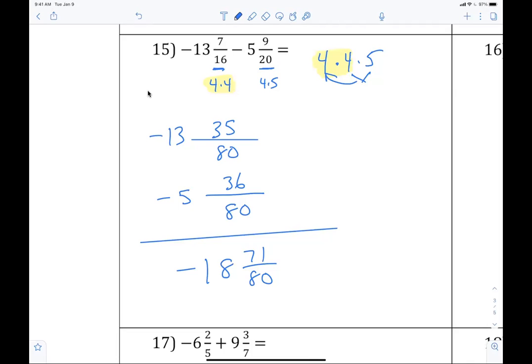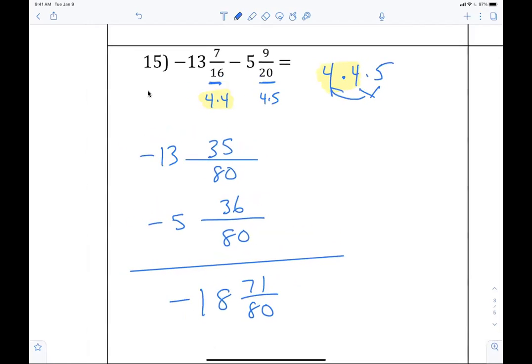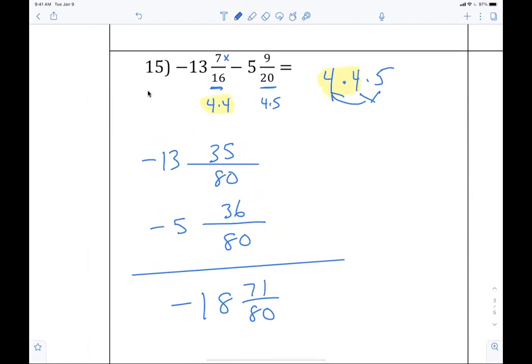Yes, ma'am. How did you get the 35 and then 36? Like, what did you multiply? I multiplied this by 5. I multiplied this by 4. Wait. Why did you multiply the 7 by 5? Oh. You see that now, right? You good?